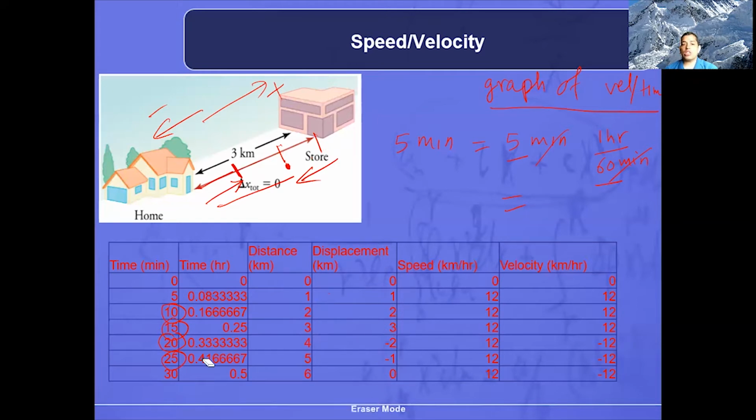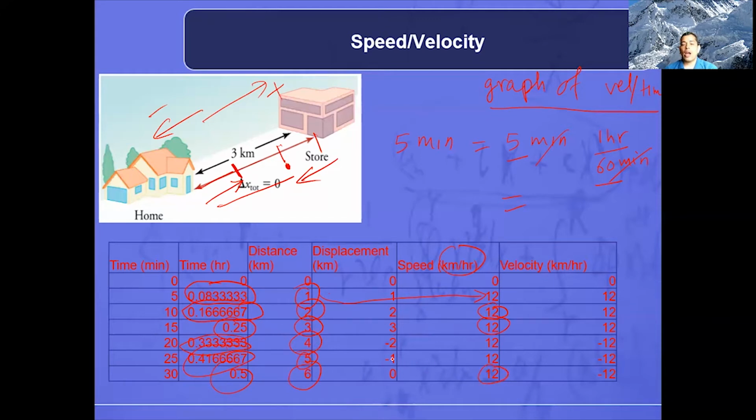Then based on this data, what is the speed? Speed is this divided by this, right? That's the speed here. This gives you 12. Then similarly, if you divide this by that, you again get 12. Again, this is kilometers per hour. Similarly, if you divide this by this, you get 12 kilometers per hour, and the same for each of the rest, again 12.